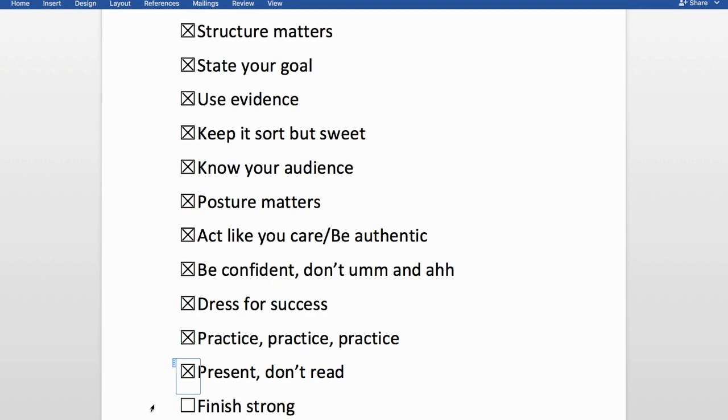And lastly, was finishing strong. I chose to use a quote by Ralph Waldo Emerson, which I felt was a pretty appropriate quote, and that's how I finished. And hopefully, that was a strong finish. So you can see I followed all my tips, and hopefully you think that was a persuasive speech on giving persuasive speeches.